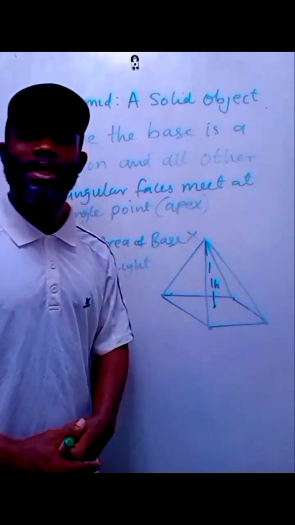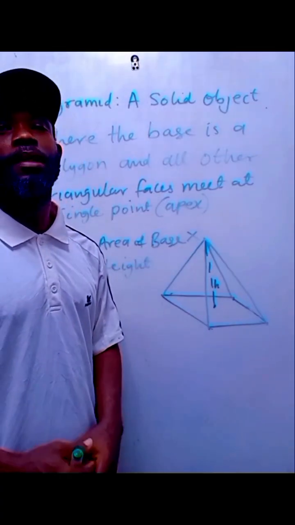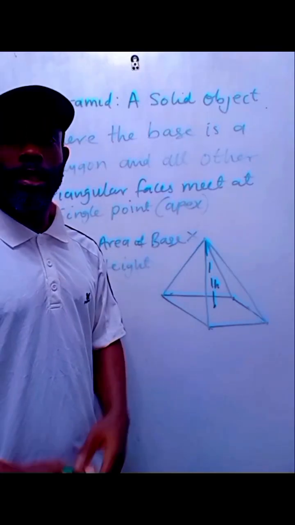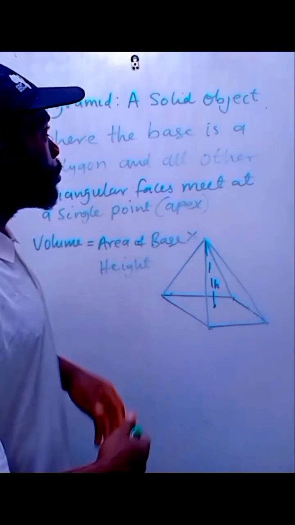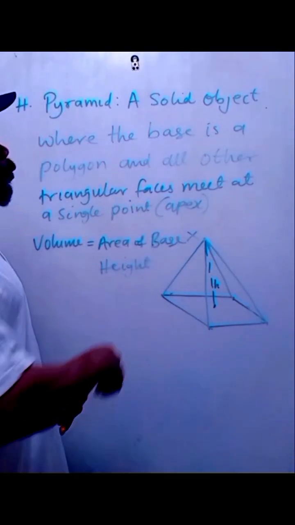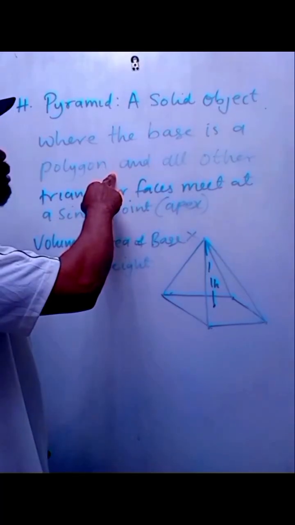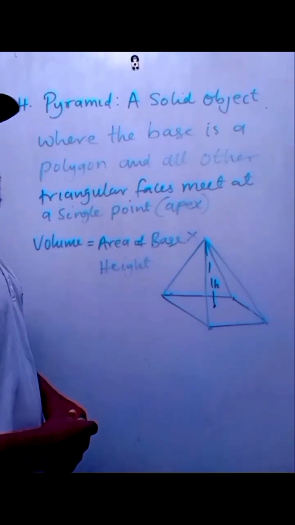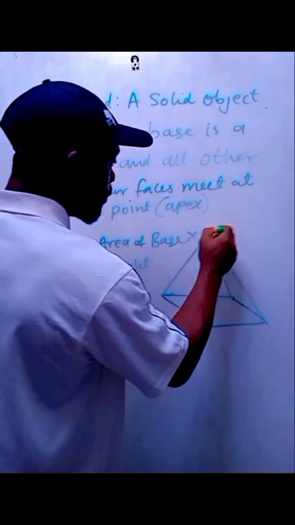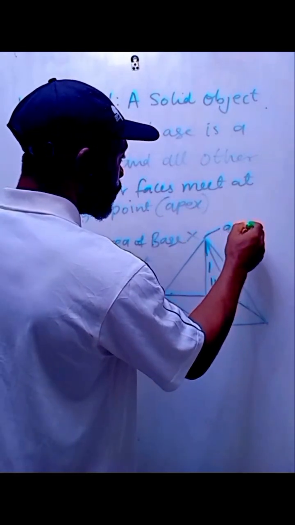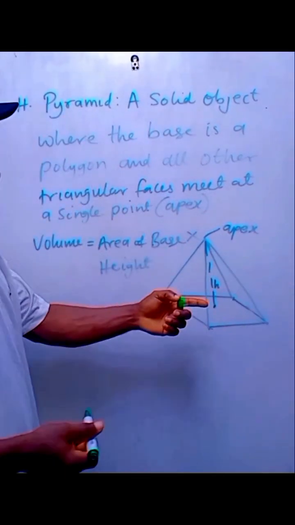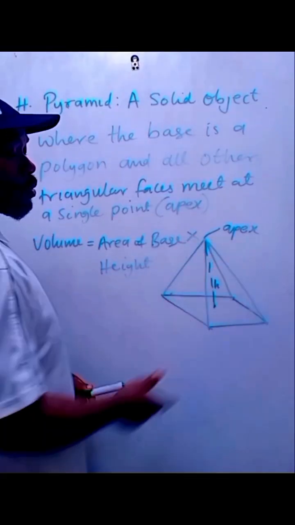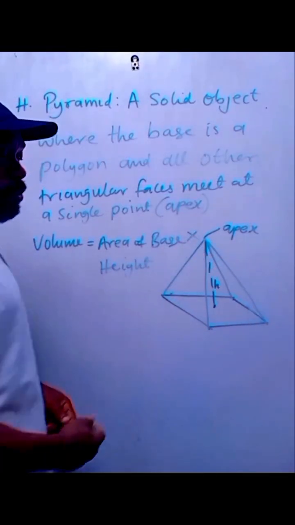The pyramid is the last solid three-dimensional shape that we are going to learn about in this video. A pyramid is a solid object where the base is a polygon and all other triangular faces meet at a single point, which is called the apex. So this is the apex of the pyramid. And the faces of a pyramid are triangles, while the base is a polygon.